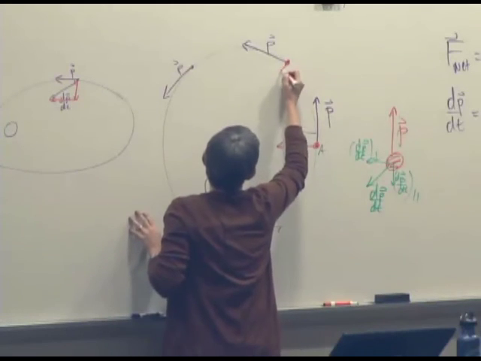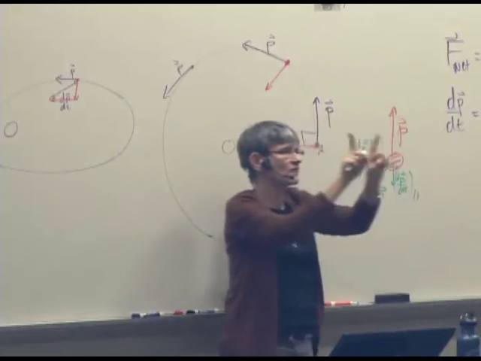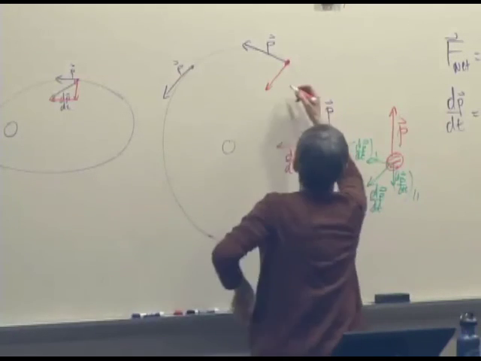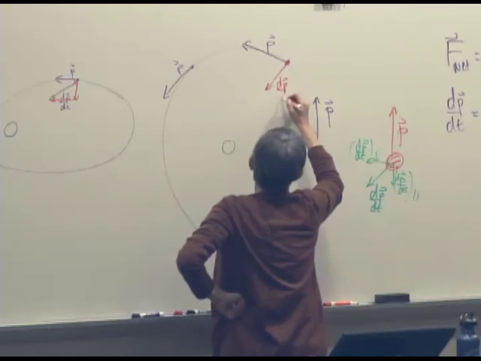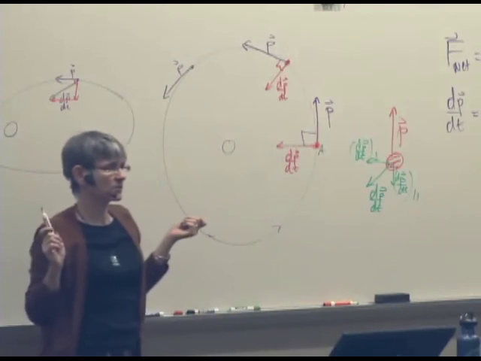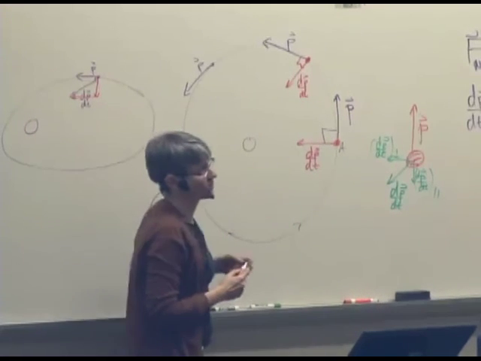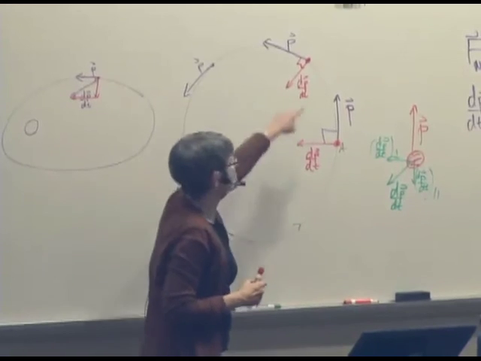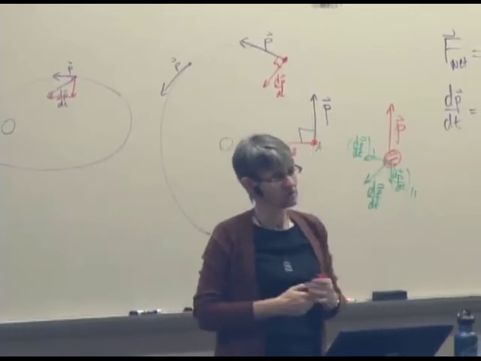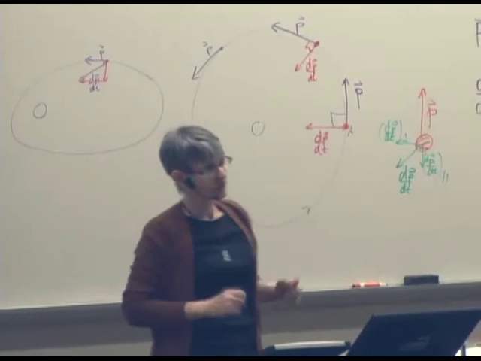In that case, because we're always taking two vectors that are exactly the same length and subtracting them, we're always going to get dp dt pointing toward the center, and it's always going to be completely perpendicular to the momentum. So that's a special case of a circular orbit at constant speed. Now, if it was speeding up or slowing down, that wouldn't be true. Then we'd need a component in the direction of the momentum. Okay, good. Other questions?